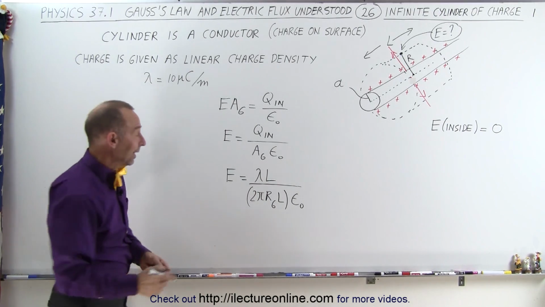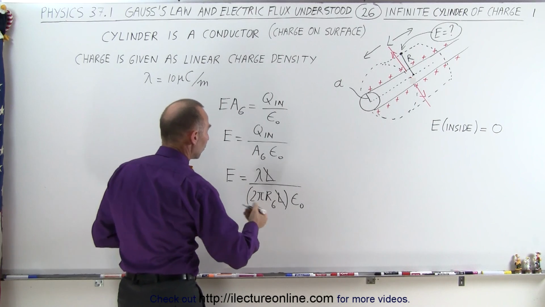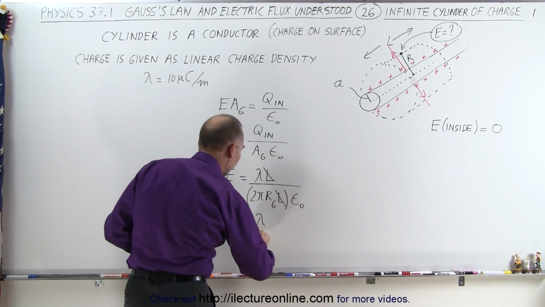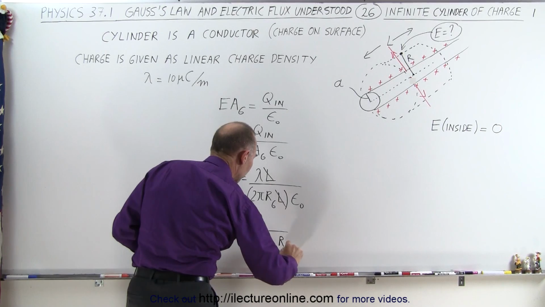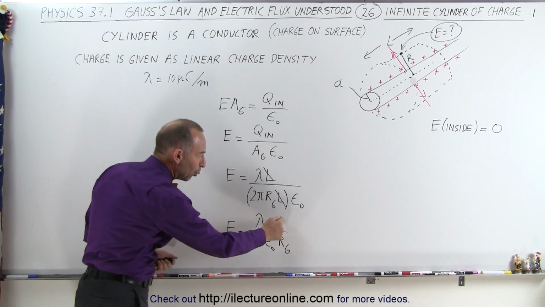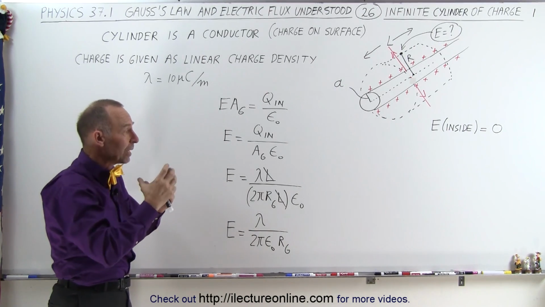So right away we can see that the L's cancel at the top and the bottom, so we don't worry about that. And so the electric field is equal to the linear charge density divided by 2 pi epsilon sub naught times r sub g. So you can see that all this is a constant, only 1 over r sub g is the variable, meaning the farther you go away, the weaker it becomes.